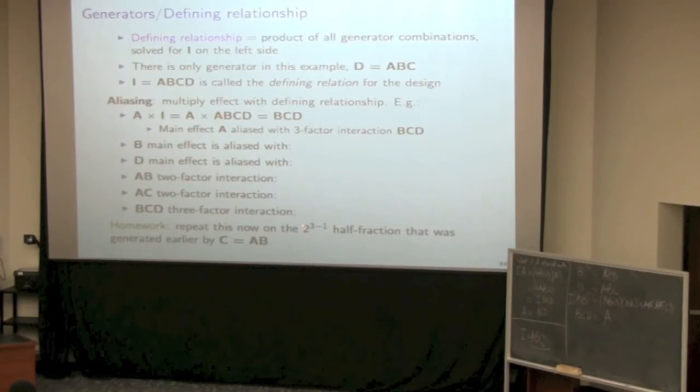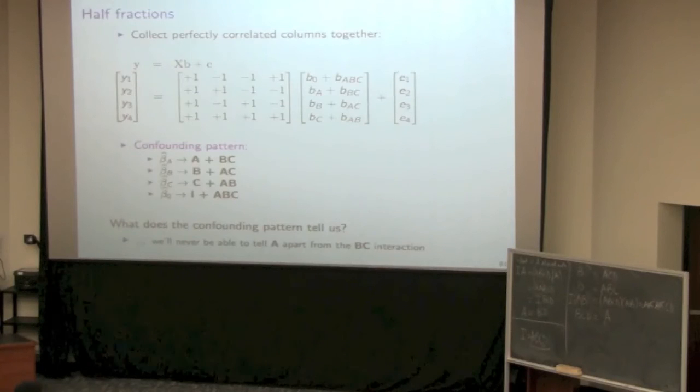Okay, now if you go at home, please try the following. Go back to this 2 to the 3 minus 1 example. In other words, go back to this case that we looked at over here. Find the defining relationship for that experiment and prove that you get those same confounding factors using that approach. Okay, so that's your goal to try out in a little time.